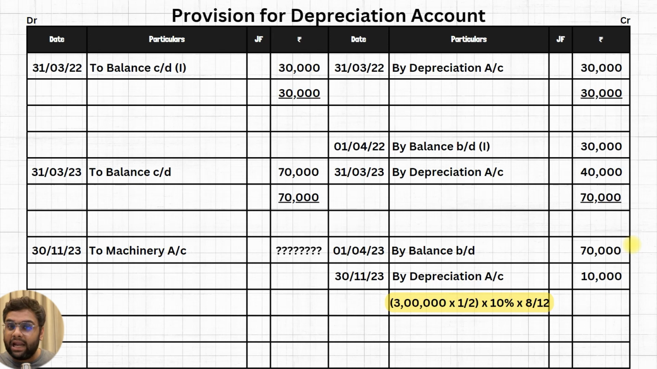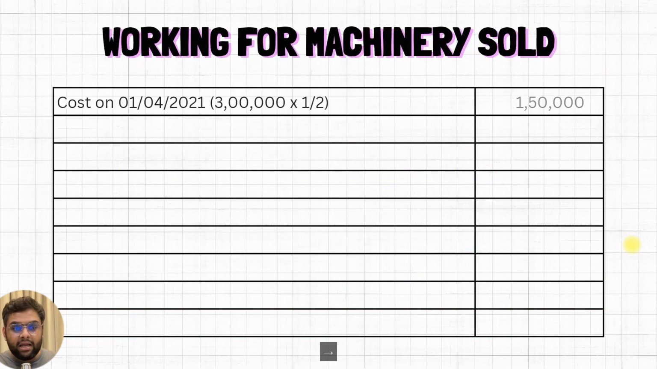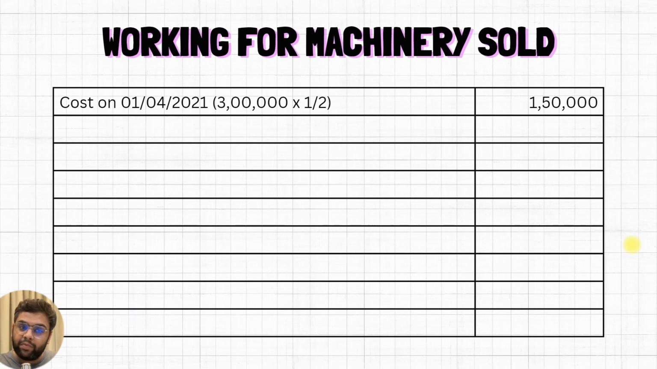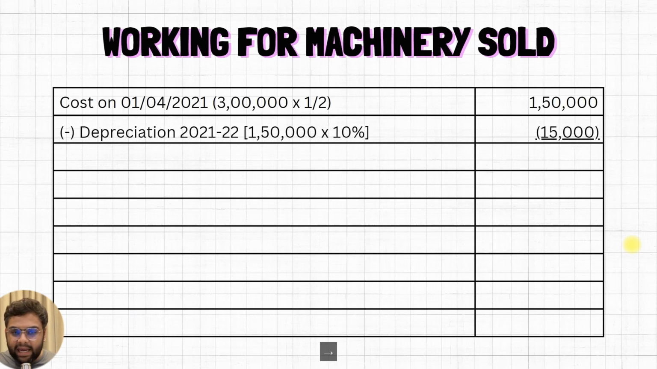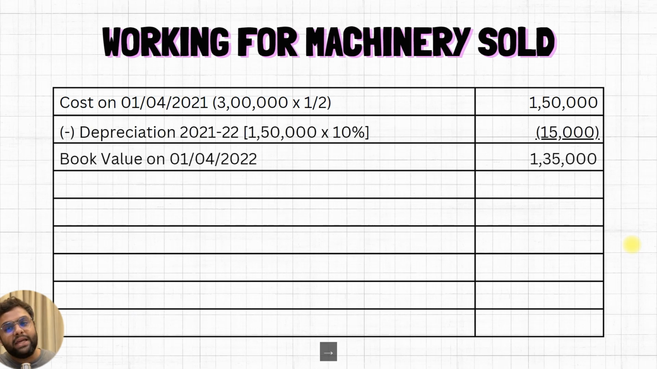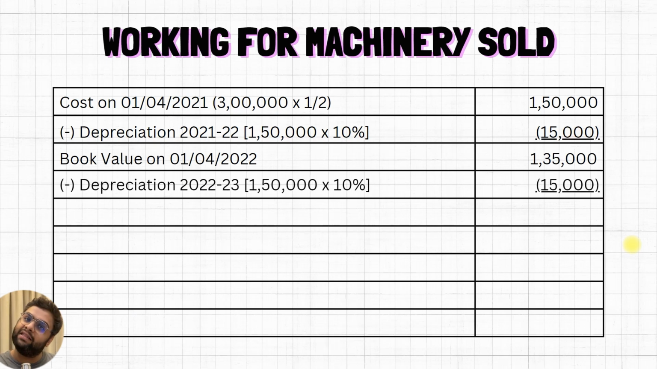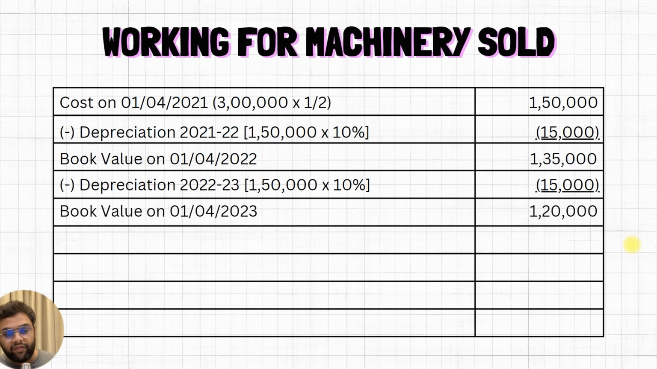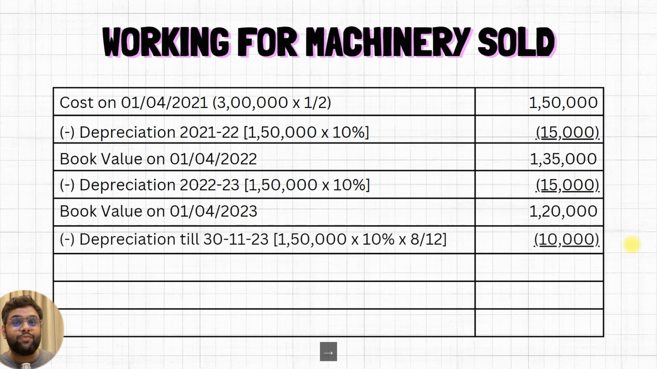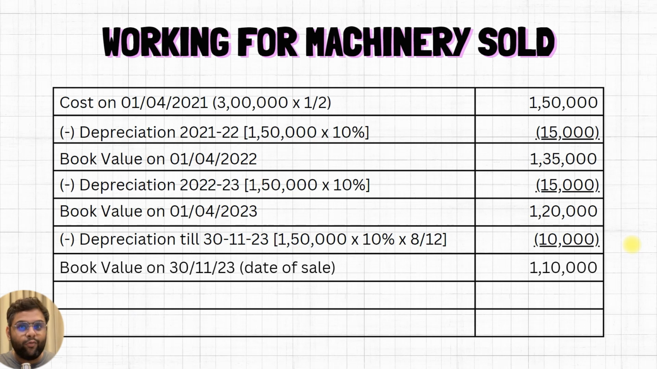ये amount के लिए पहले वो मशीनरी की स्टोरी समझनी पड़ेगी. First, cost of the machinery on the date of purchase 1st April 21, 3 लाख into half, 1,50,000. उस पे एक साल का depreciation हुआ है 10%, 15,000. That means the book value is 1,35,000. Then for the second year again depreciation हुआ 15,000 again, which means its book value on 1st April 23 was 1,20,000. अब आपने 8 months का depreciation provide किया है 10,000, which means the book value on the date of sale was 1,10,000. I hope you are with me so far.